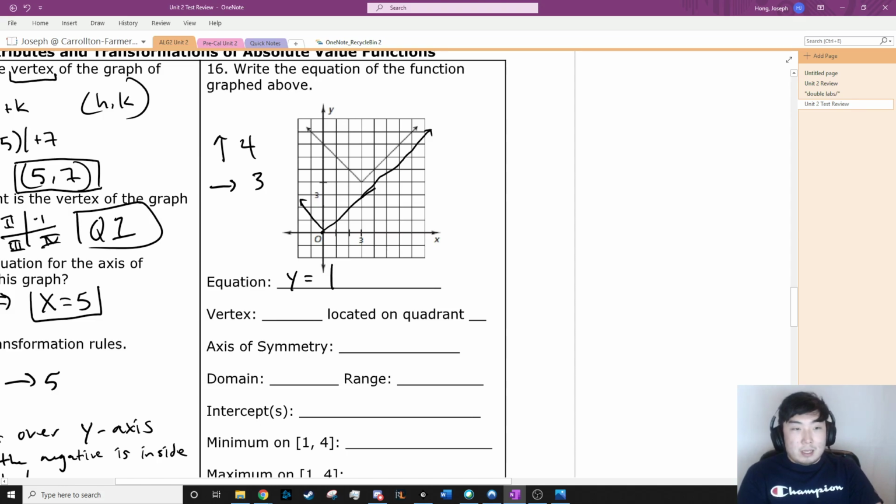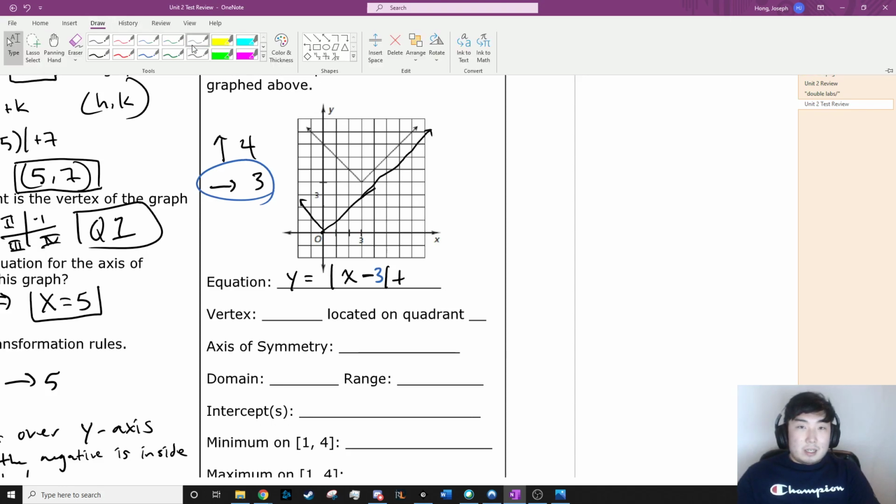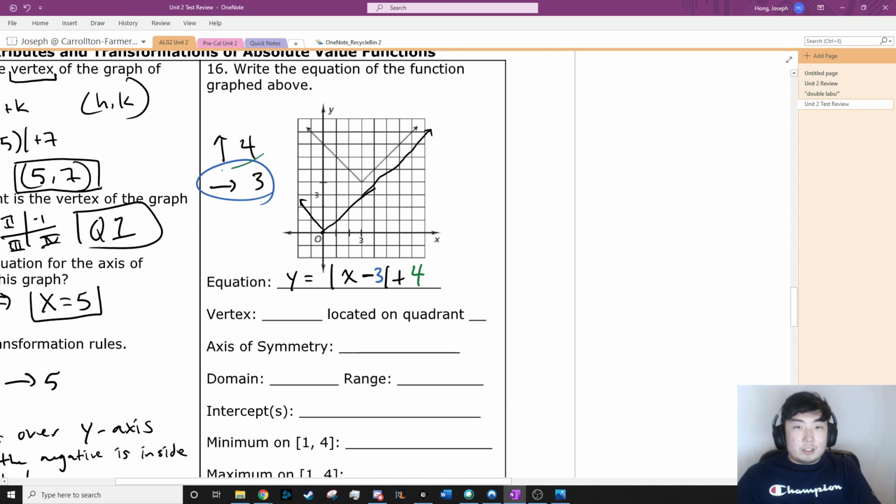Because this is a review. So this is the absolute value of x minus 3 because of this. This is the minus 3 part right here. I'll write it in a different color. Plus 4, and I'll circle this part. Because the going up 4 is responsible for this k part, and the 3 is responsible for going right 3 units.